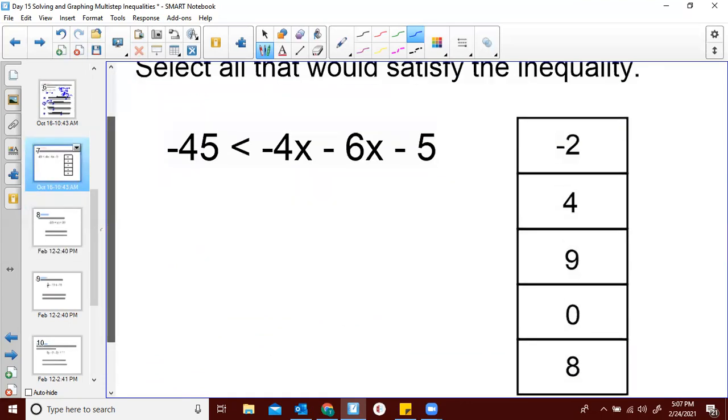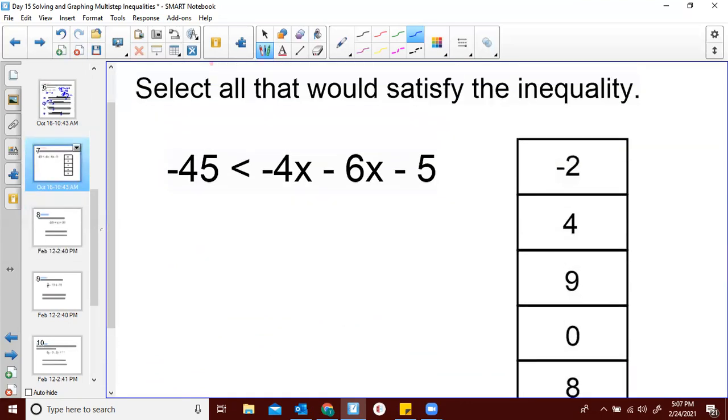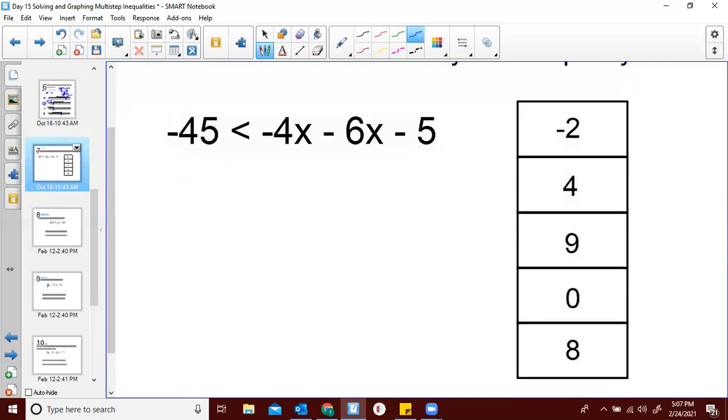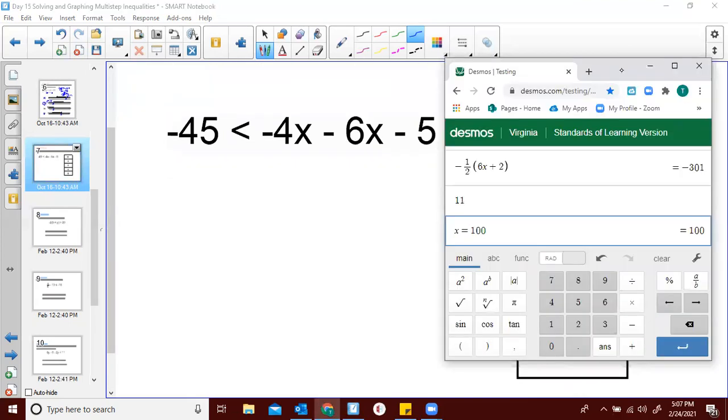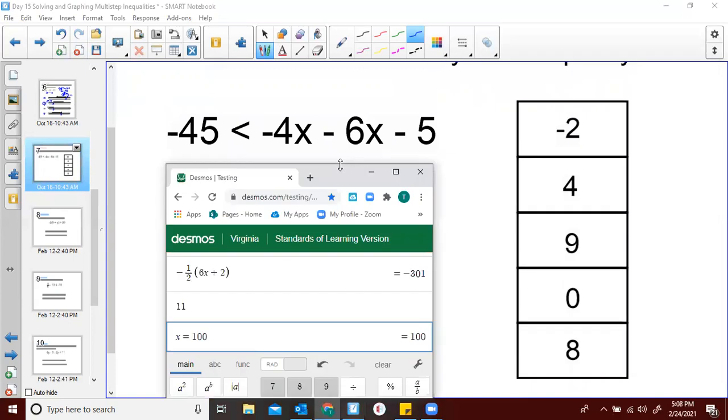All right, select all the solutions that would satisfy this inequality. So here's another trick that we can do for this. Let's go ahead and just look. Let's type in a negative 45 for our left-hand side, then negative 4x minus 6x minus 5 for the right, and then x equals. And let's just test all of our values. I get a negative 2.